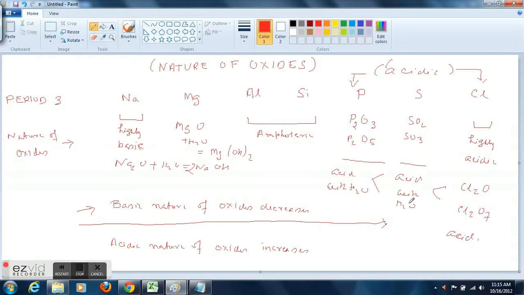The acidic nature of oxides increases as we move from left to right. So basic nature decreases, and acidic nature of oxides increases. So this is about the nature of oxides along a period. Next we will discuss groups.